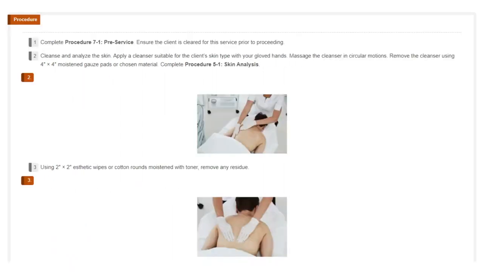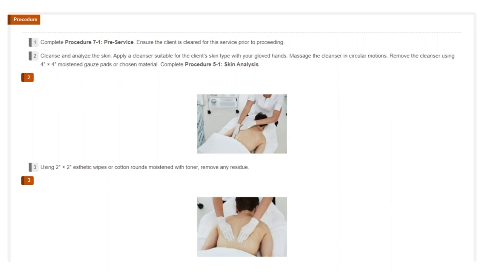Procedure. 1. Complete procedure 7 to 1, pre-service. Ensure the client is cleared for this service prior to proceeding. 2. Cleanse and analyze the skin. Apply a cleanser suitable for the client's skin type with your gloved hands. Massage the cleanser in circular motions. Remove the cleanser using 4 times 4 moistened gauze pads or chosen material. Complete procedure 5 to 1, skin analysis.